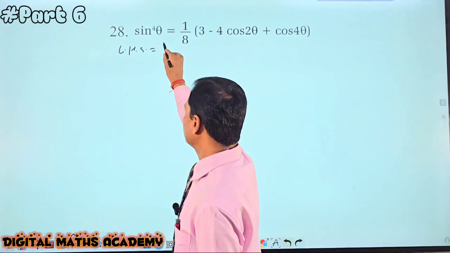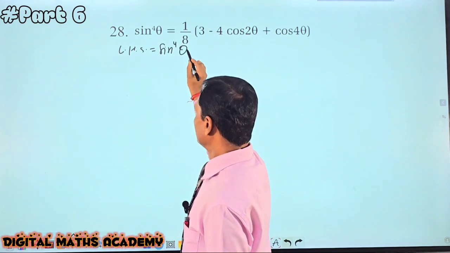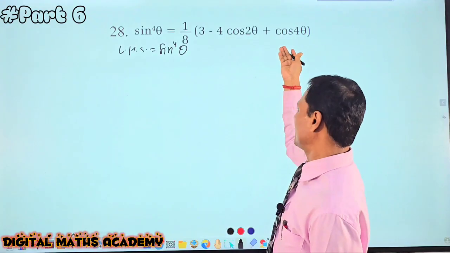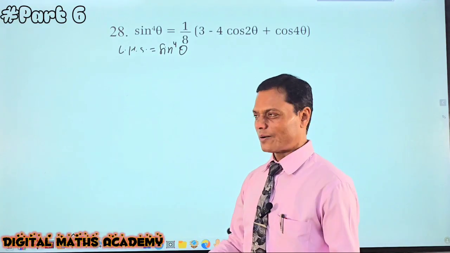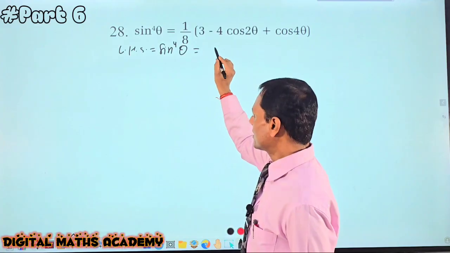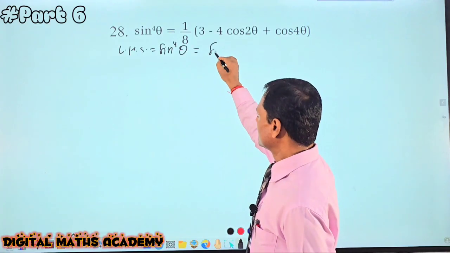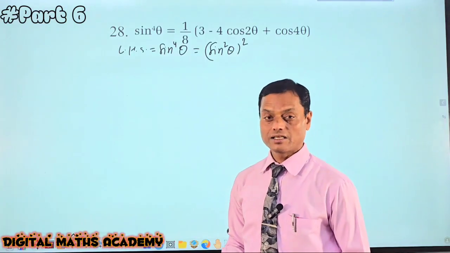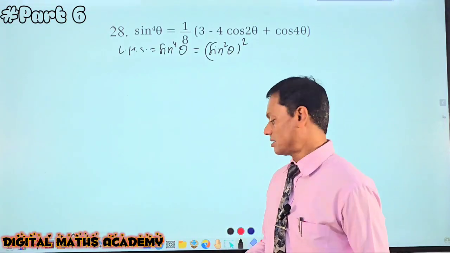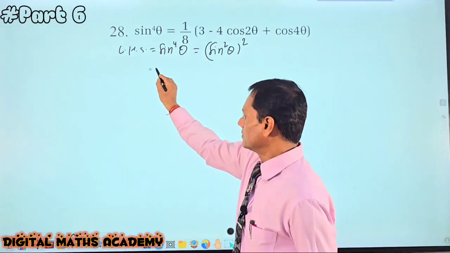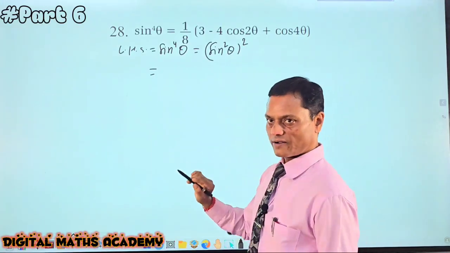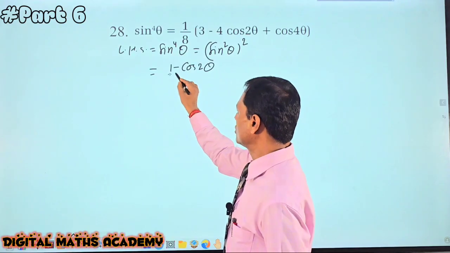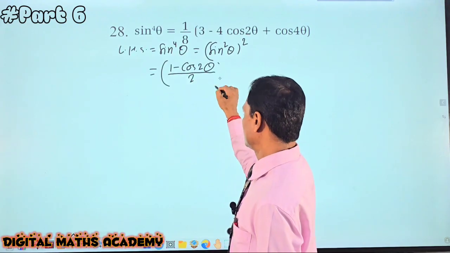So on the left hand side we have sin to the power 4 theta. We have to remove the power 4, isn't it? There is no power on the right hand side, so we are going to remove the power 4. I can write it as (sin square theta) whole square. Can we write that or not? Because we have a relation between sin square and cos 2 theta. Sin square theta equals (1 minus cos 2 theta over 2) and its whole square.